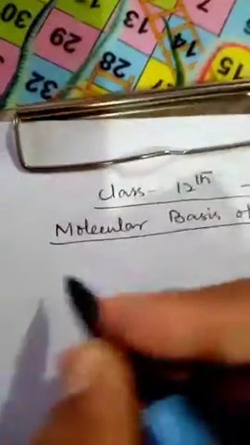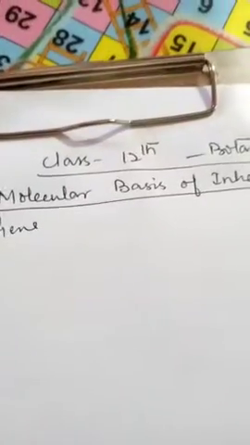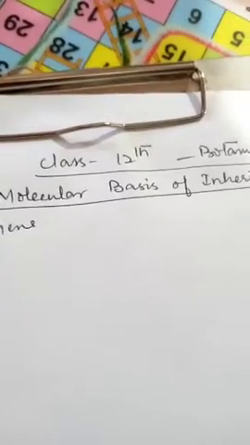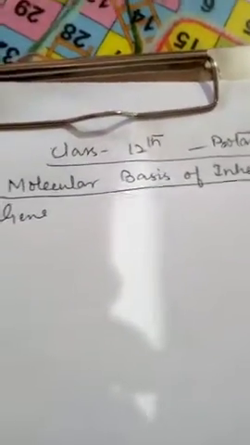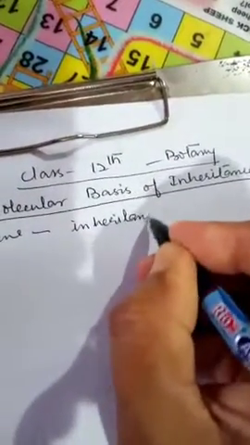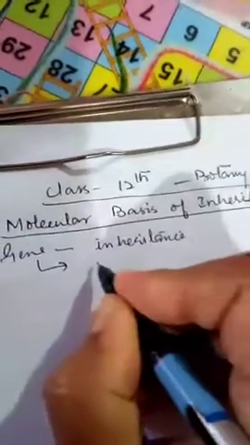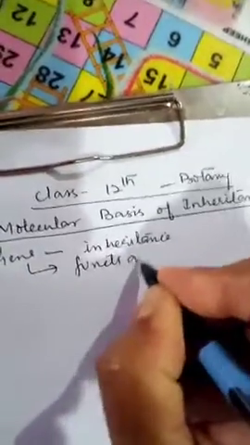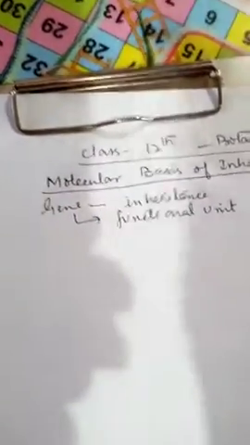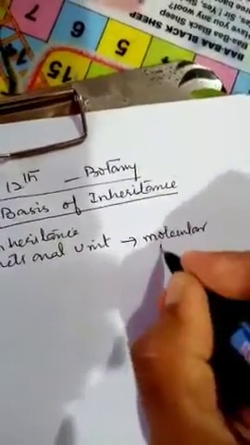We know that the gene is the hereditary unit and it is responsible for the transmission of characters from parent to the offspring, and the gene is responsible for simple inheritance. This gene is also known as the functional unit, on the basis of molecular structure.